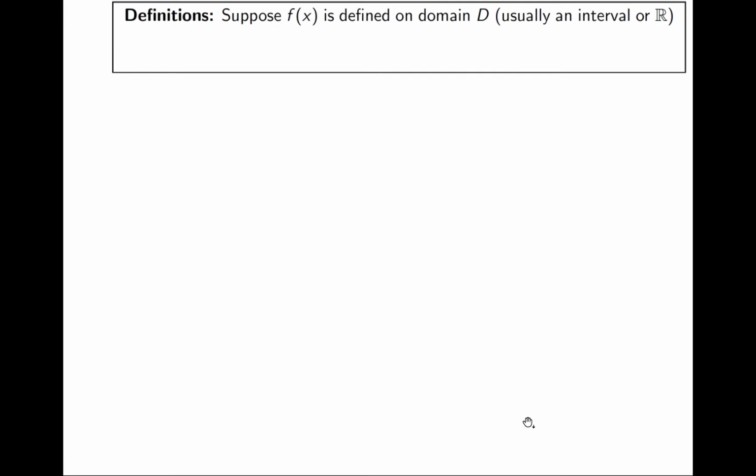We'll start with some big definitions, ones that will be with us for this chapter. Suppose f of x is a function that's defined on some domain. So D is the domain of that function. Usually that domain is an interval. It might be an open interval or a closed interval, or it might be the whole real numbers, the interval from negative infinity to infinity. We say that f of x has an absolute maximum at a number x equals c if f of c is greater than or equal to f of x for all x in that domain D.